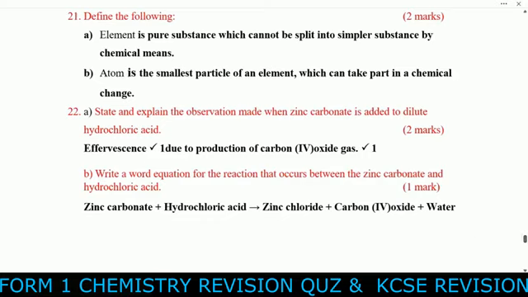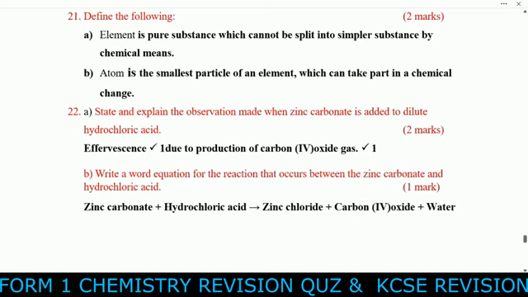Number 21. You are to define the following. Element. What is an element? An element is a pure substance which cannot be split into simpler substances by chemical means. B. What is an atom? An atom is the smallest particle of an element which can take part in a chemical change.